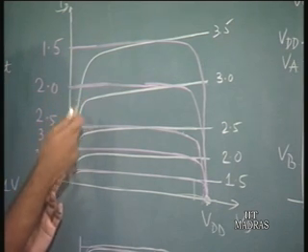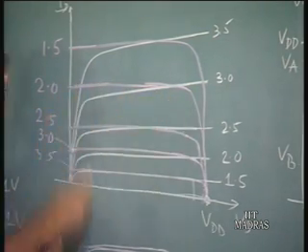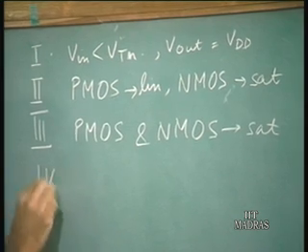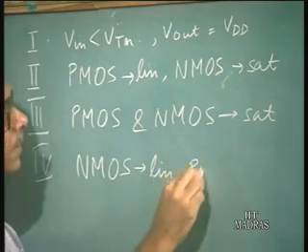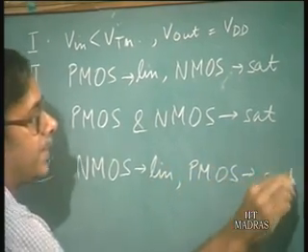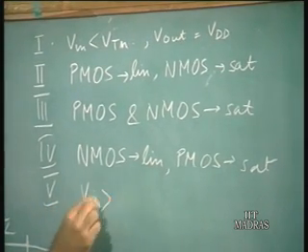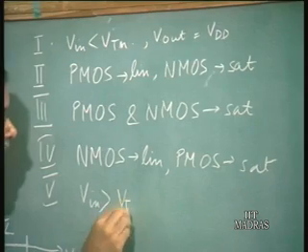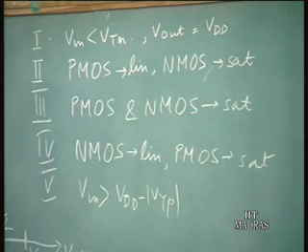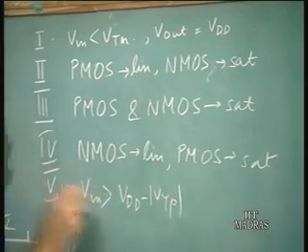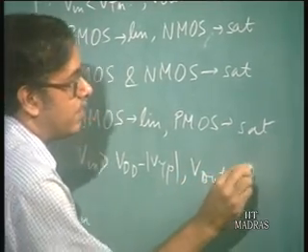voltage still further, the point of intersection moves here, where the NMOS is in the linear region and the PMOS is in saturation. So this is point 4, NMOS linear, PMOS saturation, and the 5th region, where V input is greater than VDD minus VTP, where the NMOS transistor is conducting fully, the PMOS transistor is off, the output voltage V out is equal to 0.